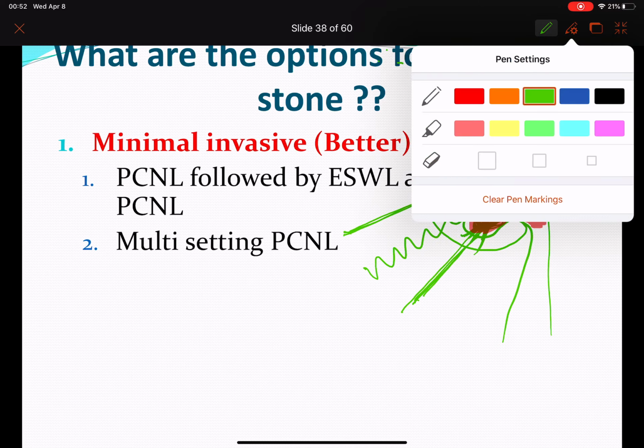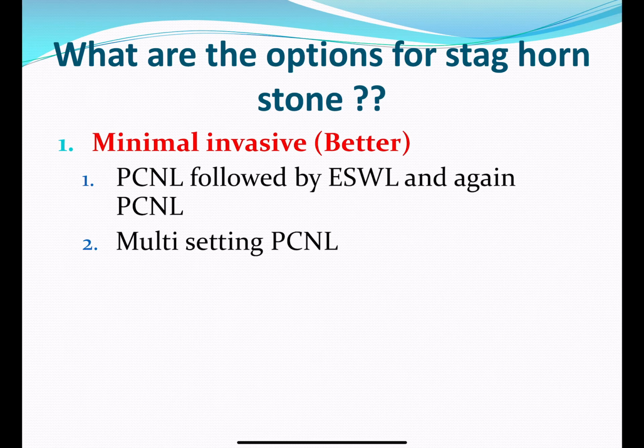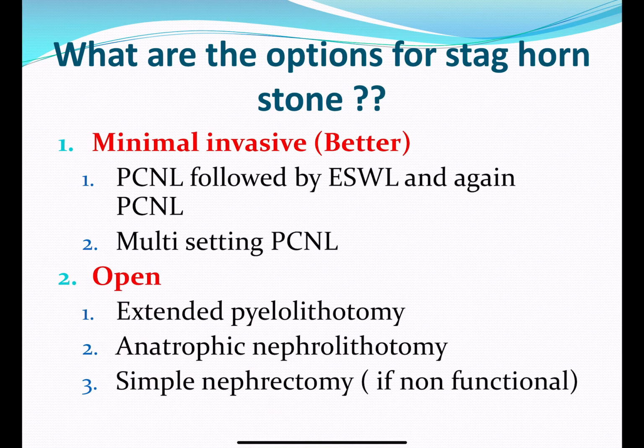I've already told you we want to do surgery with a minimally invasive technique. But if it is not possible, then our old techniques are there. You can go for anatrophic nephrolithotomy, or an extended pyelolithotomy, or if the kidney is non-functional, you can go for a simple nephrectomy. So multiple branching stones can be managed by these techniques. Remember this, these are very important things.